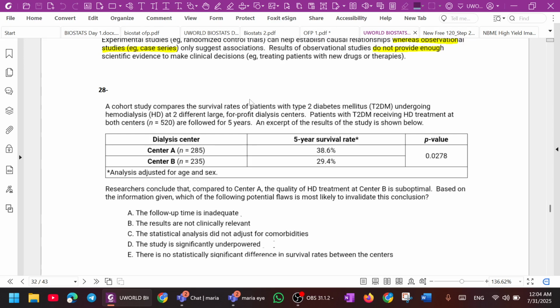B and E are ruled out, isn't it? You want me to rule out B, statistically significant, and E? Yes, these two. Okay. Follow-up time is inadequate. It is also false. 5 years is a long time.